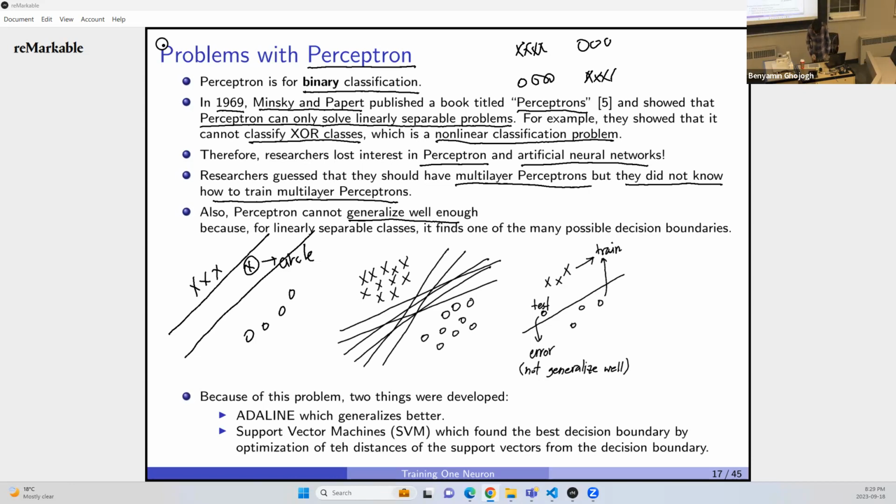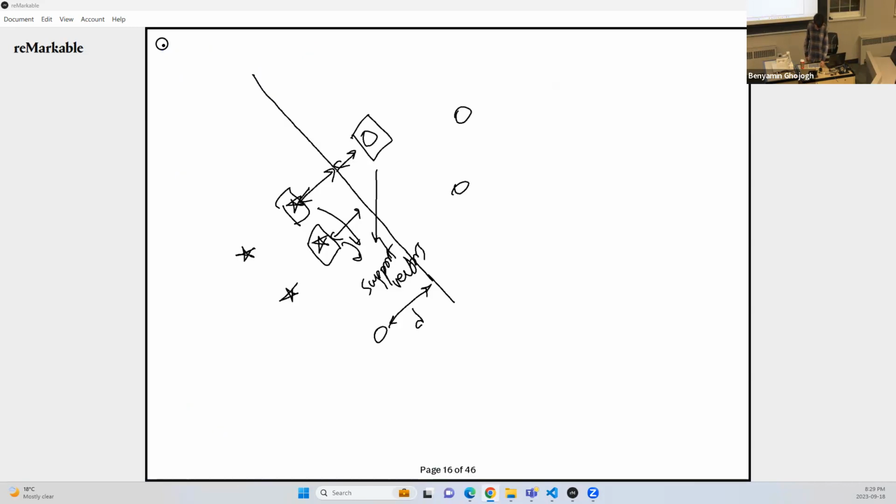Because of this problem, two things were developed. First off, ADALINE in Stanford, which generalizes better. Okay. And support vector machines, SVM, which found the best decision boundary by optimization of the distances of the support vectors from the decision boundary. And I think you can guess what was the idea. What was the idea of SVM? Can you guess it? Yes, but how do they optimize it?